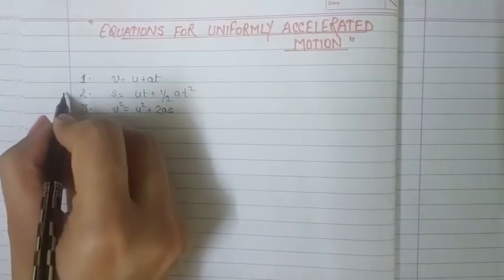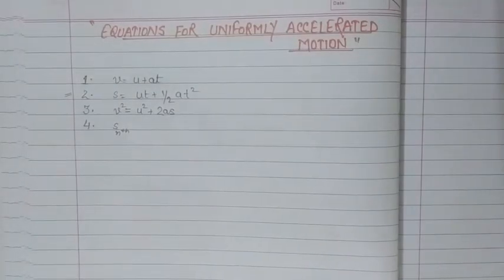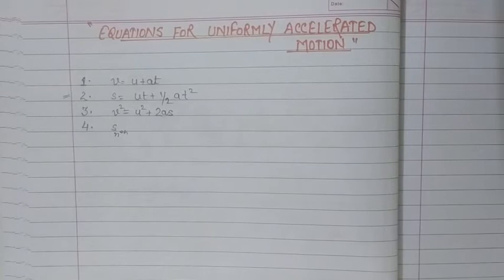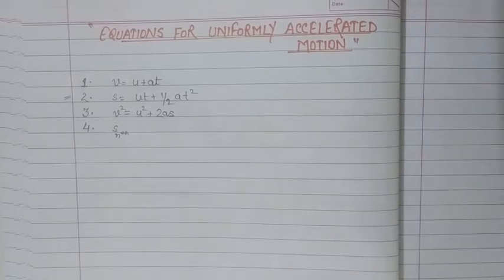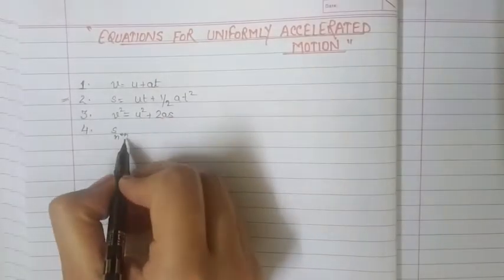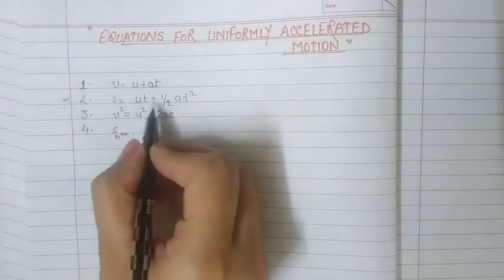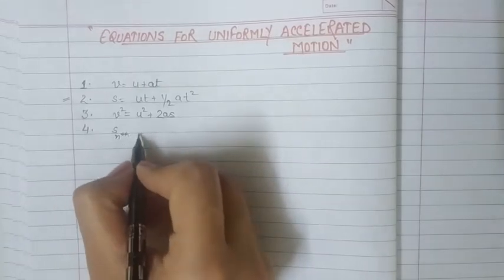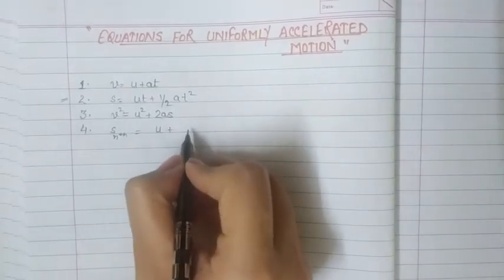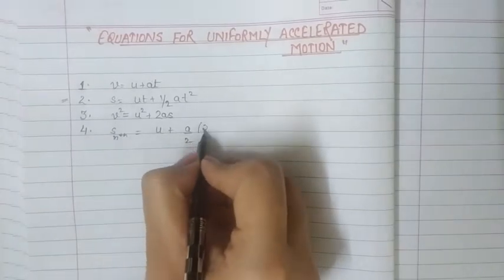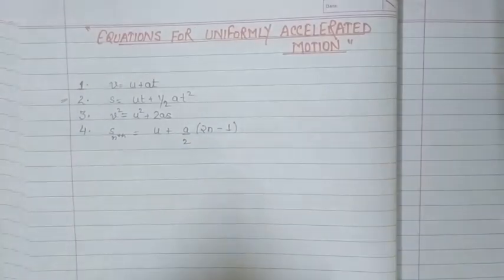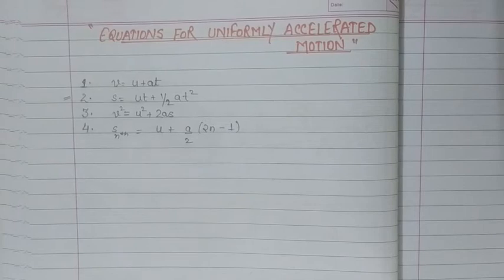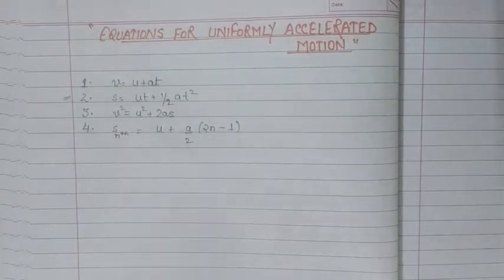Now this fourth one is actually the modified version of the second equation of motion. So sometimes in a few books or in general conversation we say that there are only 3 equations of motion, or sometimes we say there are 4 equations of motion. So this fourth one is optional. This is the modified version of the second equation of motion, and it is s nth is equal to u plus a by 2 into (2n minus 1). So these are the 4 equations, and now we are going to derive these 4 equations one by one.